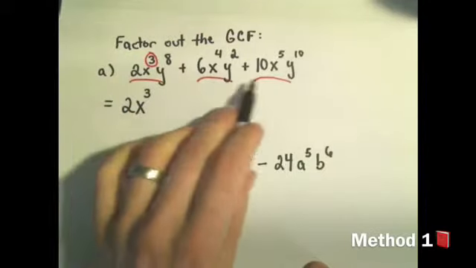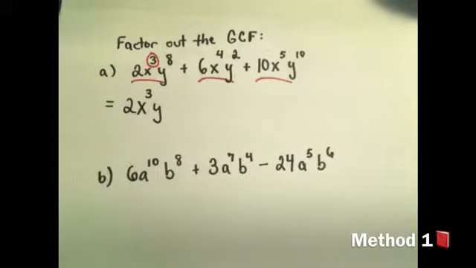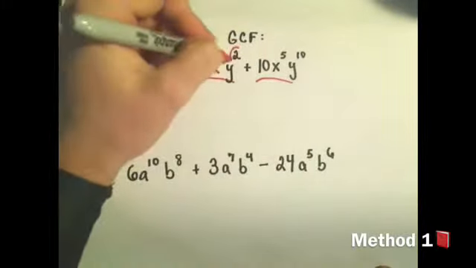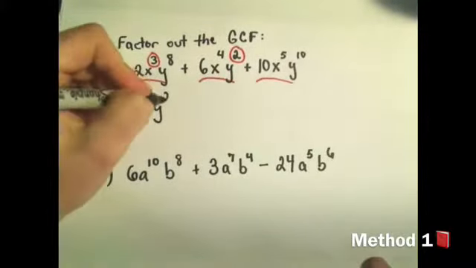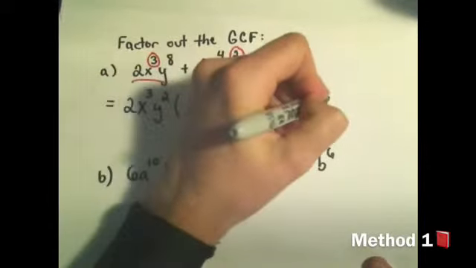Likewise, we have a y in each term, so I'm going to pull out a y. Again, I look at the exponents. There's an 8, a 2, and a 10. The smallest exponent is a 2, so I'm going to factor out y squared. Okay, so now we've pulled out the greatest common factor.